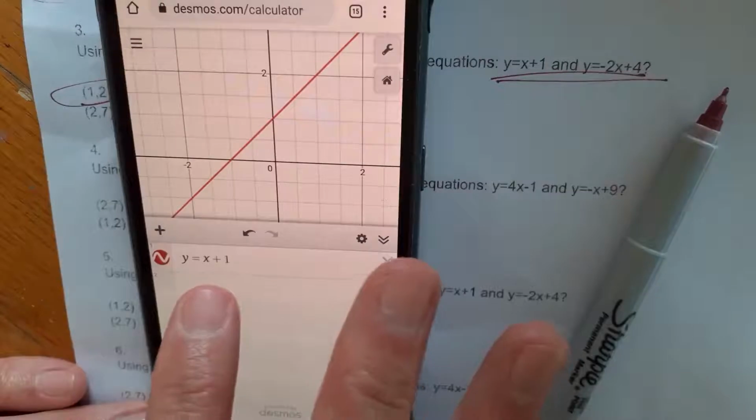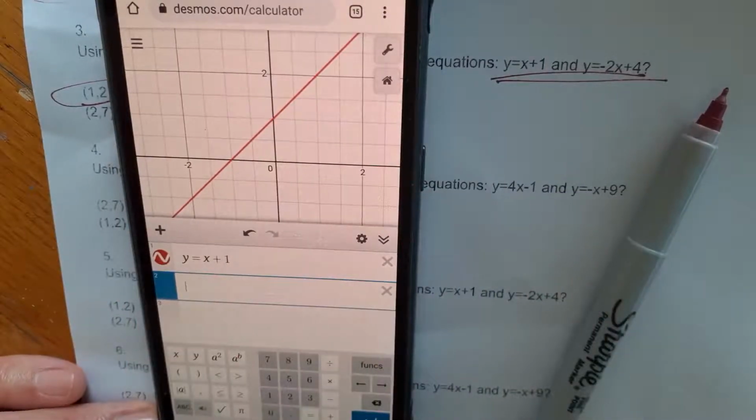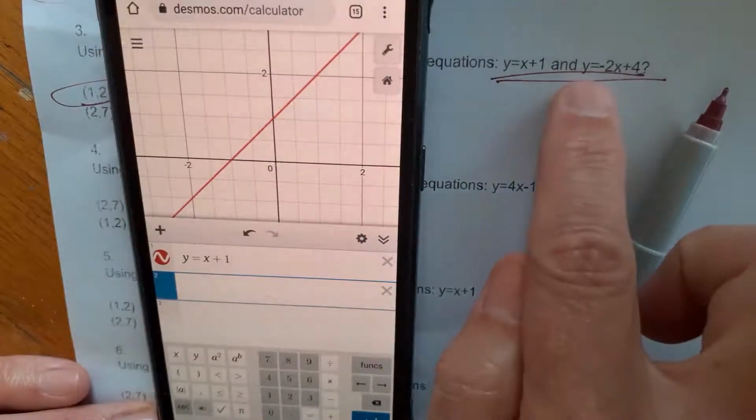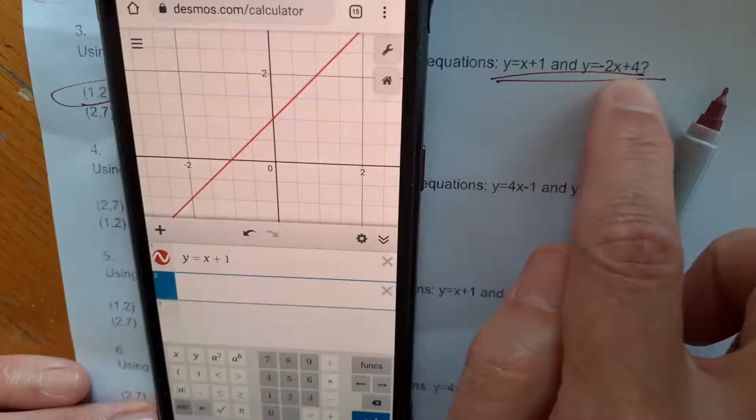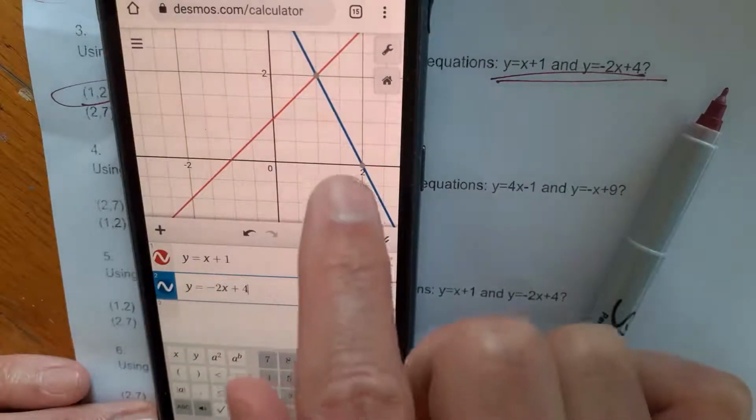Then we want the second. Click right below the first, and it opens a second line, and you can graph as many as you want here. It's probably unlimited, just based on the capacity of the phone or whatever. So y equals negative 2x plus 4. There we go. There's my second line.